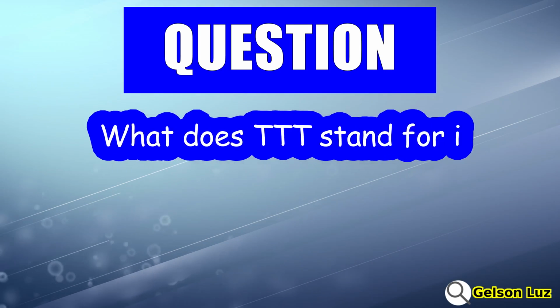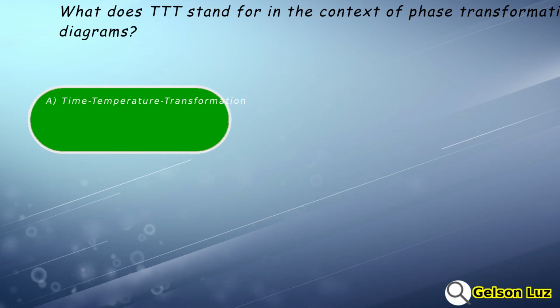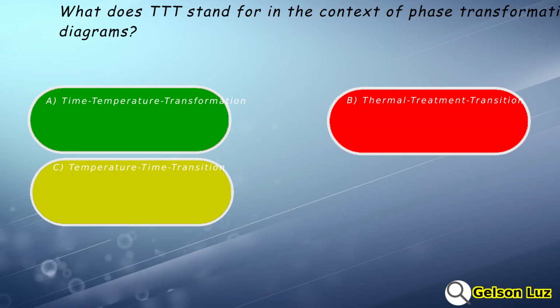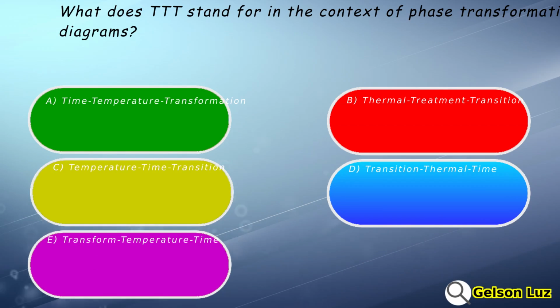Today's video is packed with easy exercises about TTT and CCT curves. What does TTT stand for in the context of phase transformation diagrams? A. Time temperature transformation. B. Thermal treatment transition. C. Temperature time transition. D. Transition thermal time. E. Transform temperature time.